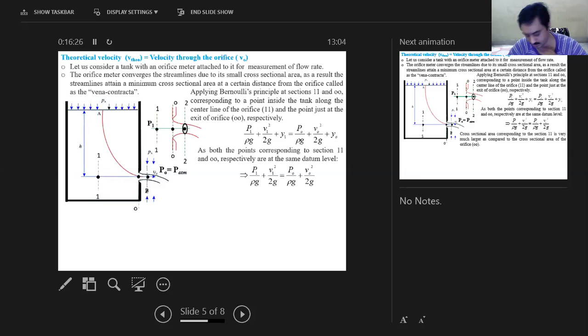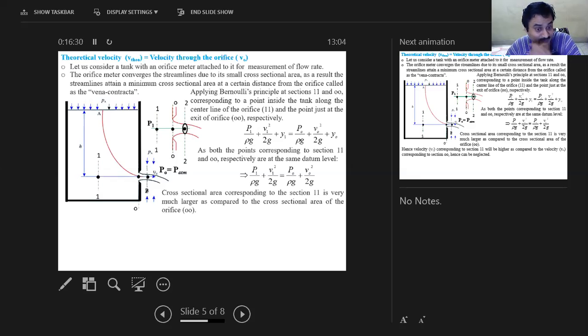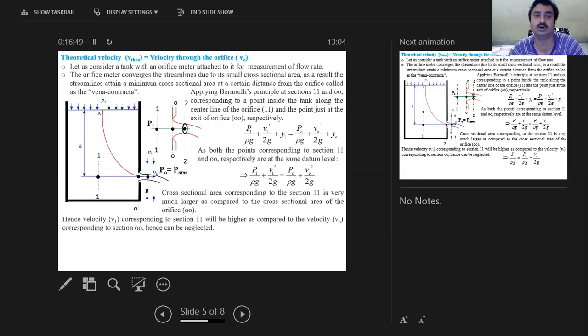Now the second point to be considered is that the cross-sectional area corresponding to section 1,1 is very large as compared to the cross-section corresponding to section 0,0. Section 0,0 corresponds to the cross-sectional area of the orifice, whereas at section 1,1 the cross-sectional area is comparatively high. That is why the velocity at cross-section 1,1 will be very small as compared to the velocity of flow at cross-section 0,0.